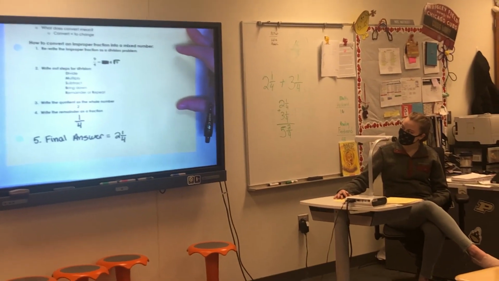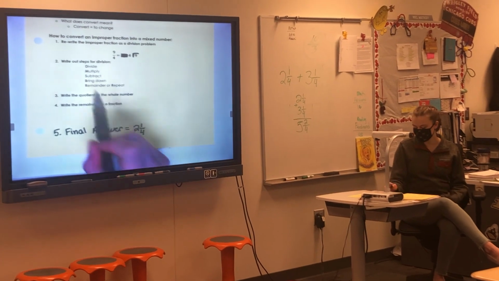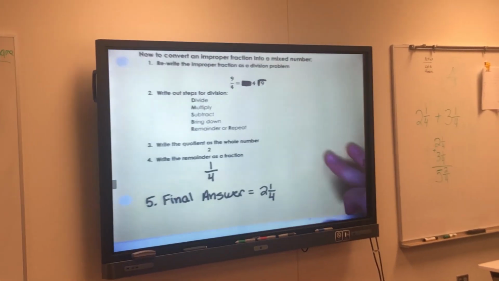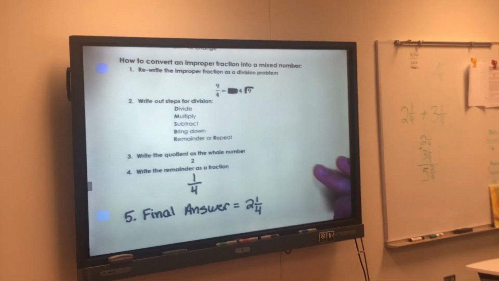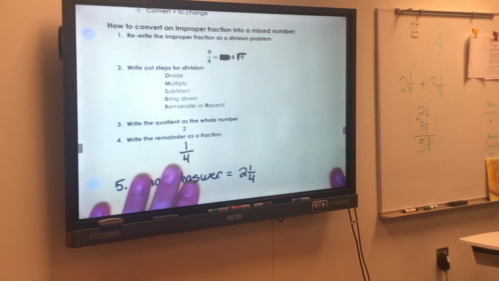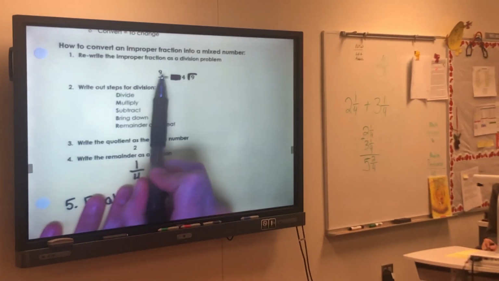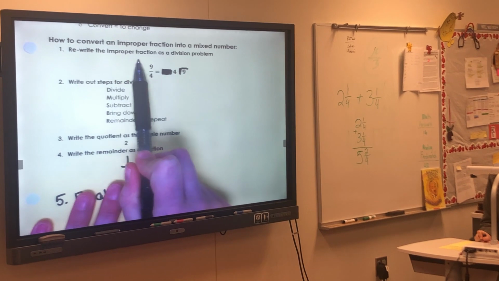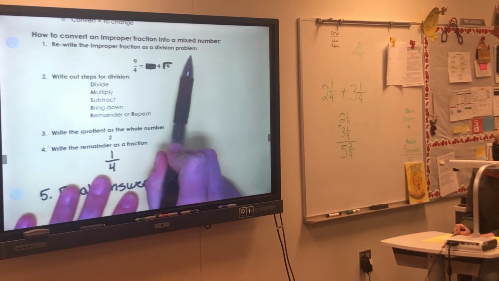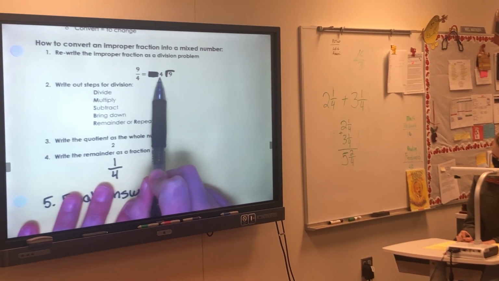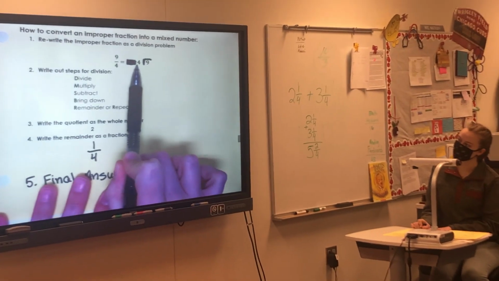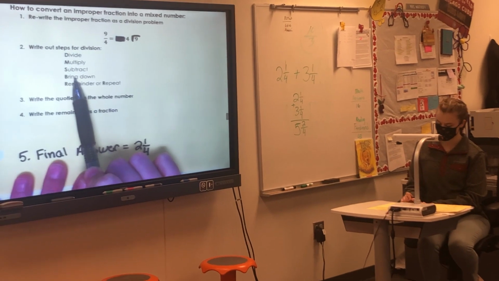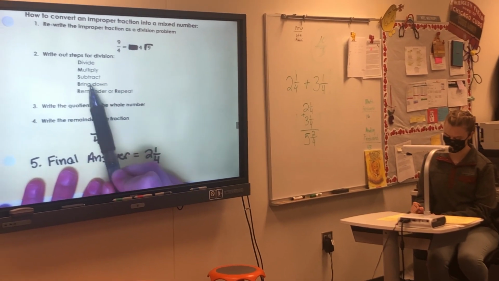All right. And if you look on your yellow page, it says how to convert an improper fraction into a mixed number. So it gives you a step-by-step guide. So our example on our yellow page is 9/4. So our first step, we need to rewrite the improper fraction as a division problem. So 9 divided by 4. And then we need to write out our steps for division. There we go. So remember, daddy, mommy, sister, brother, Rover.